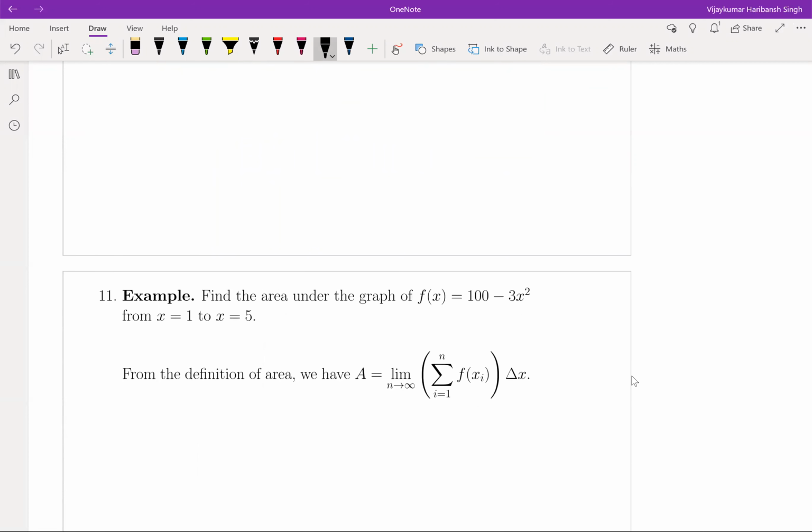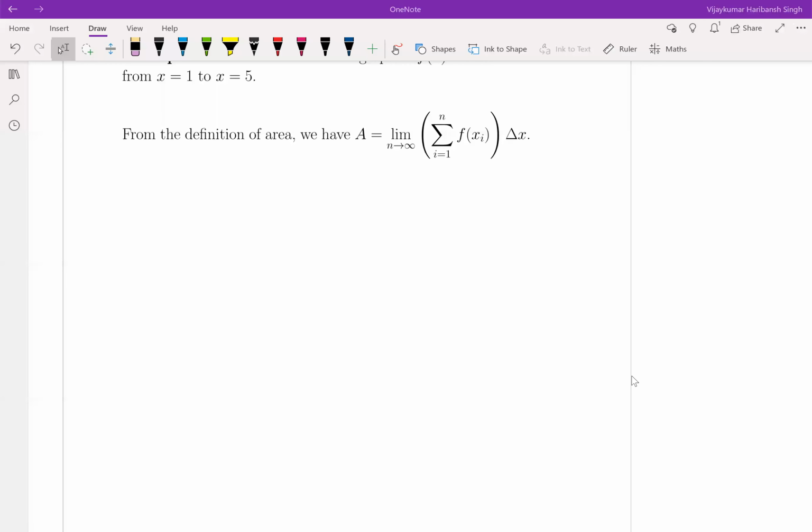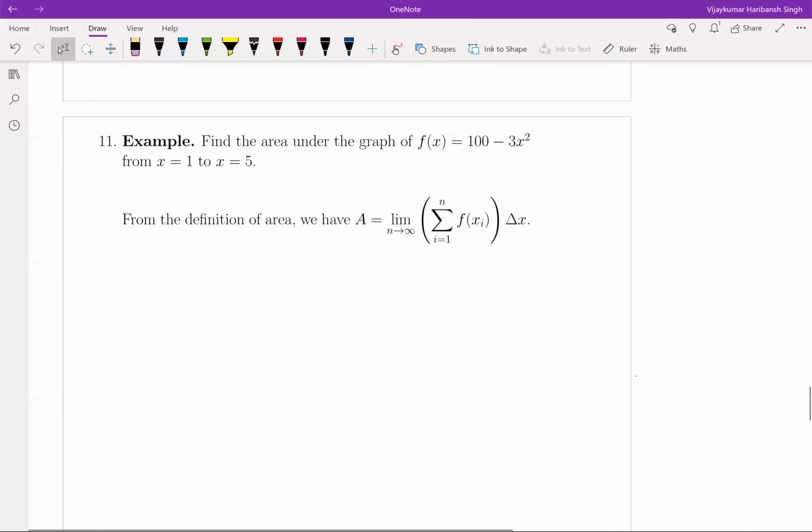Find the area under the graph f of x equals 100 minus 3x squared from x equals 1 to x equals 5. So we have here our delta x is basically (b minus a) over n, so (5 minus 1) over n, which is 4 by n.